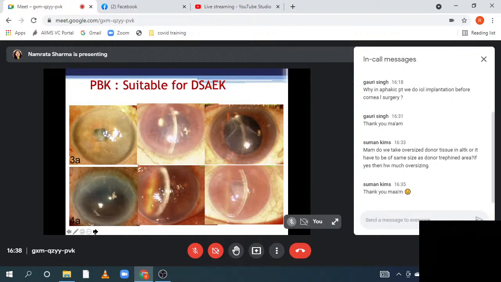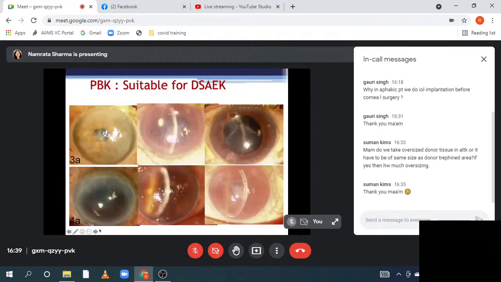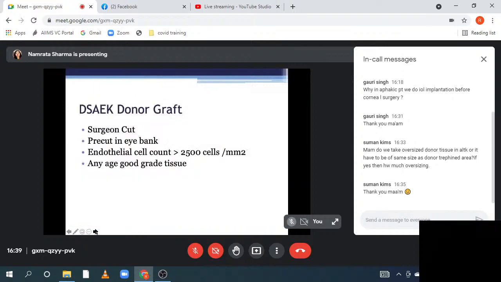Notice that the stroma is not at all scarred. If the stroma is scarred, then the DSEK graft doesn't function, because the healthy endothelium cannot cause the clearing of the scarred stroma. It is important to know what the prerequisites for a DSEK donor graft are.